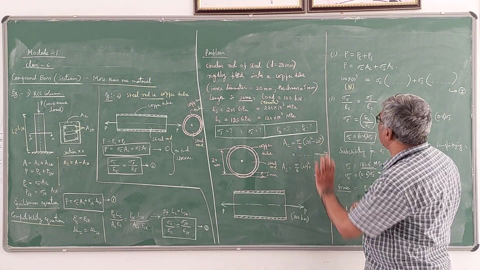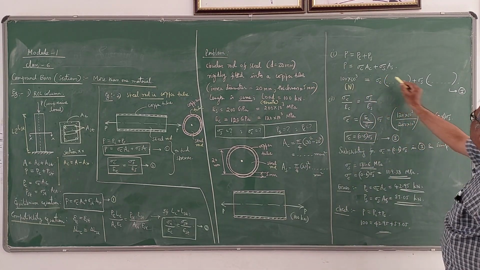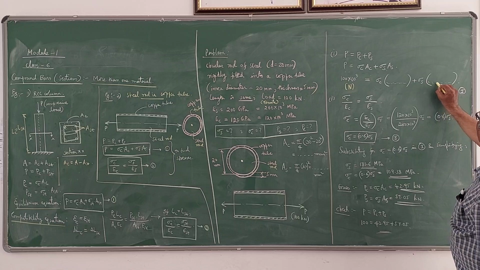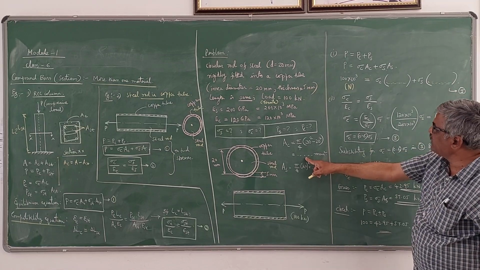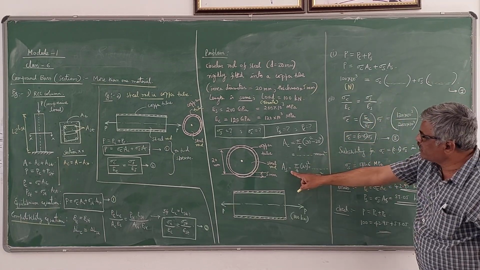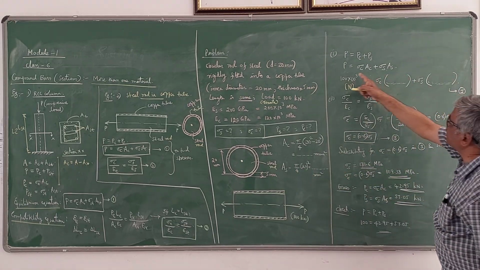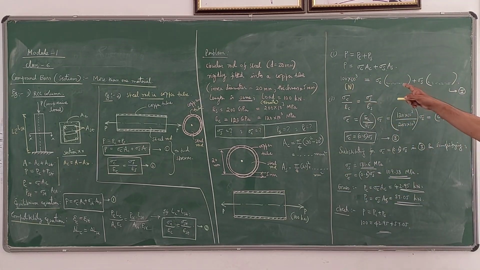So you will be knowing these two values. Substitute those two values in this equation. Here I have kept it blank, you can fill it up. Whatever value you get here, you have to write here. So this becomes equation 1. That is the equilibrium equation.